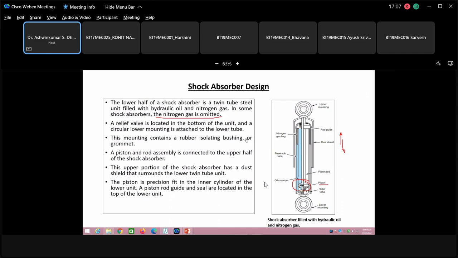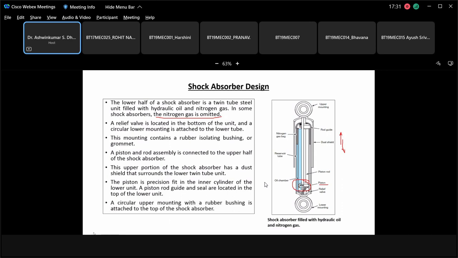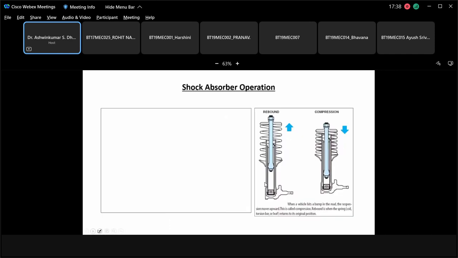Please understand that the shock absorber is nothing but a tube in tube kind of telescopic structure. On one side there will be oil, and on the other side there will be a small amount of oil. Depending upon the movement of the axle, whether you compress the shock absorber or elongate it, the oil from one unit will move to the other unit. That is basically the simple principle of the shock absorber. A circular upper mounting with a rubber bushing is attached to the top of the shock absorber. Now this will give you the complete picture.